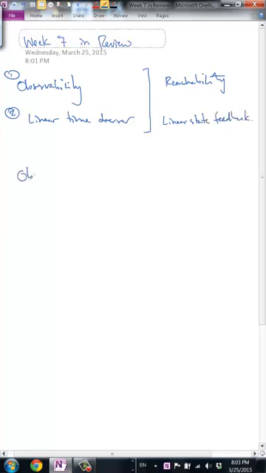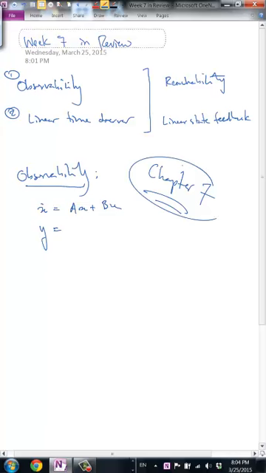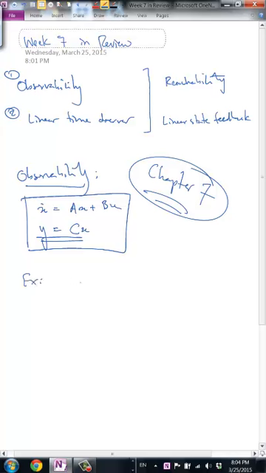Okay, so let's first start with observability. The idea here is that we've got x dot is equal to Ax plus Bu, and the new element here, I should say that this is all covered in chapter 7 of the book, is that we no longer have access to x itself, we only have access to observations y equals Cx. So y could be something like 0, 0, 1 times x. That means that all we get to see is just x3.